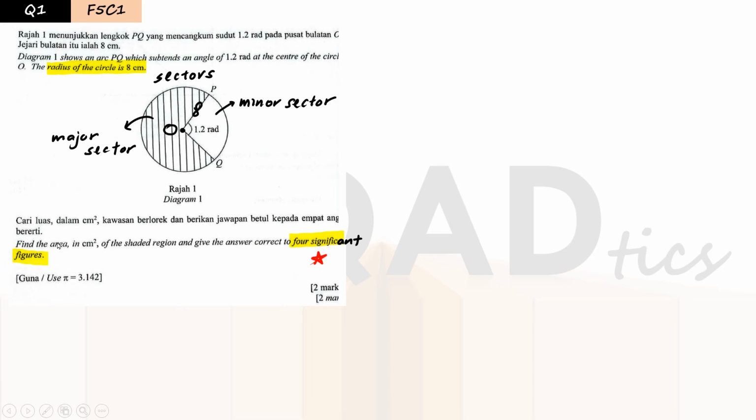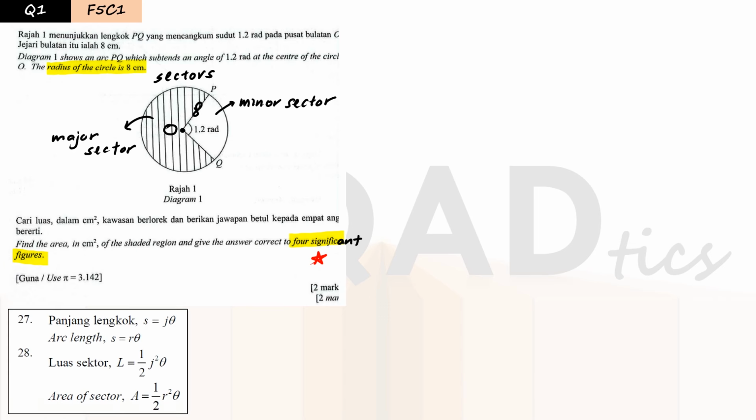To find the area of the major sector or the shaded region here, we can look at the formulas from this chapter in the formula sheet, which are formulas 27 and 28. This formula helps us find the area of the sector, and we can use 1 over 2 times r square theta. R is the radius, and theta is the angle of the sector. So let's use this formula to find the area of the shaded region.